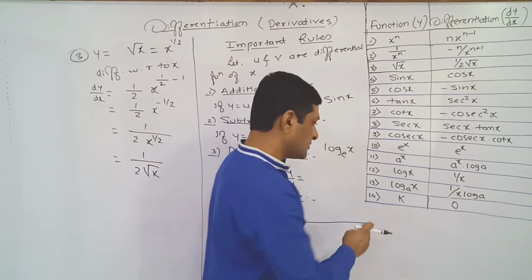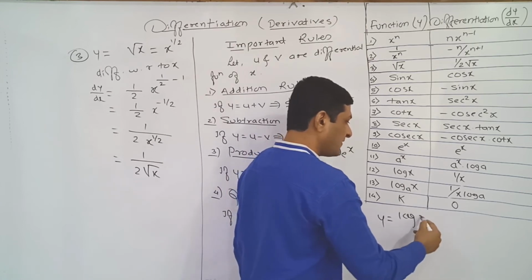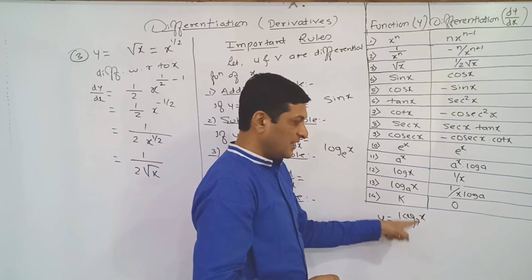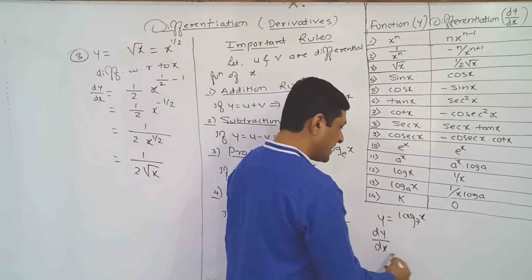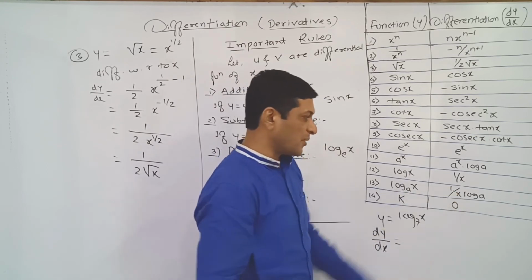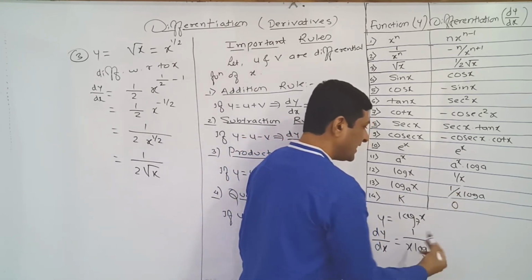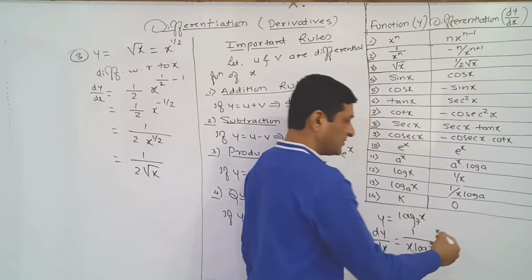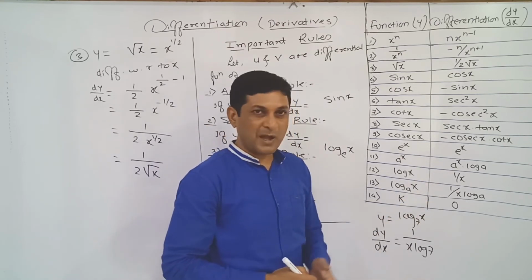So let us suppose the function is, say, y is equal to log of x to the base 7. Here what is the value of a? a is equal to 7. At that time its derivative, dy upon dx, according to this formula is 1 upon x log a. But the value of a here is 7. So its derivative will be 1 upon x log 7. So hope the idea about how to apply this formula is clear.